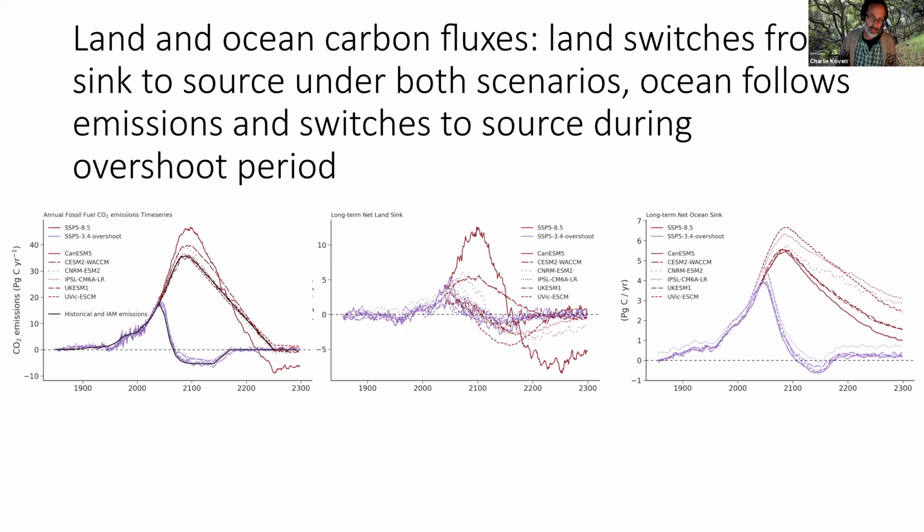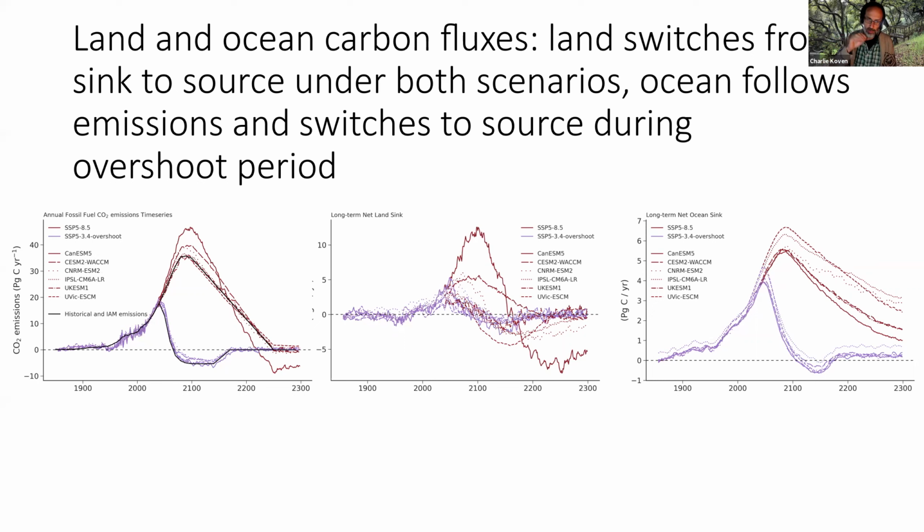On land, it's a bit more complicated. In both scenarios, the land can become a source, so switch from being a sink to a source, but for very different reasons, and I'll get into that. But the models, of course, as we've come to expect, the land models disagree much more with each other than ocean models do. But there's also this general consistency of the idea that emissions drive the land as well.